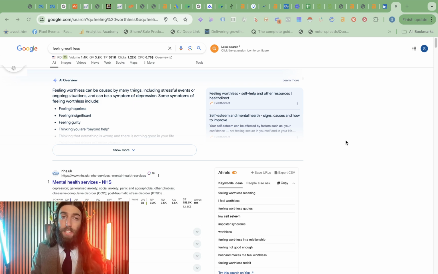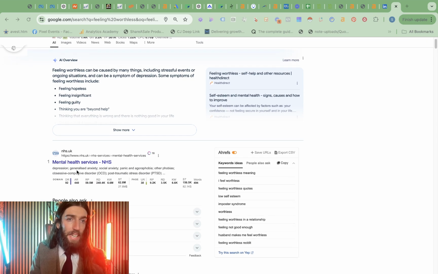For instance, for a lot of mental health queries, I can put in feeling worthless, and I immediately get NHS mental health services at the top, because Google does kind of have an obligation to make sure it's providing help for people in urgent need. Sometimes you'll even get a featured snippet at the top saying, here is the number for Samaritans. So it's kind of the same thing in the cannabis niche.